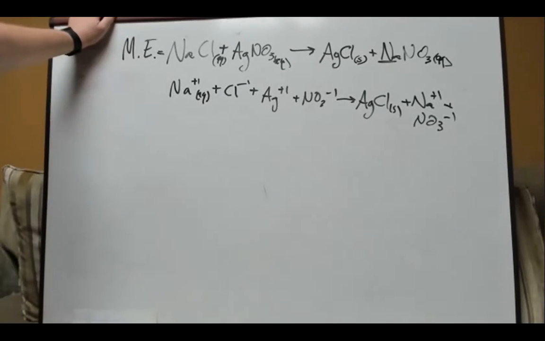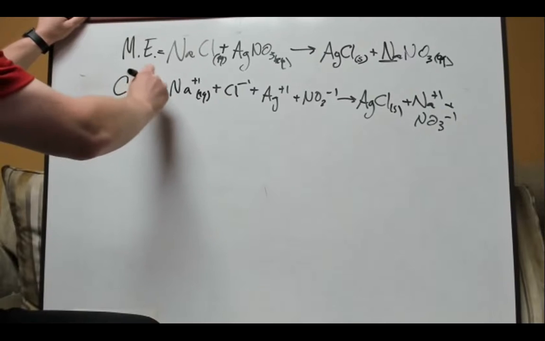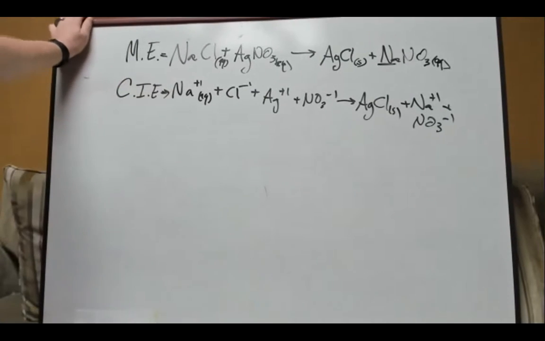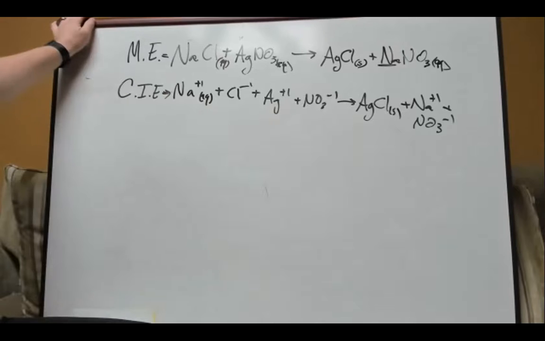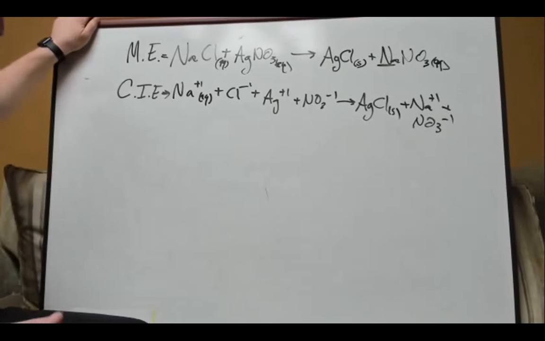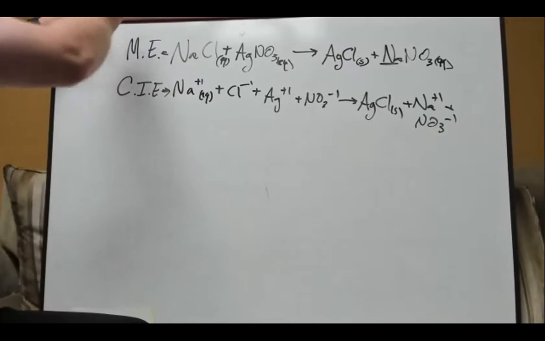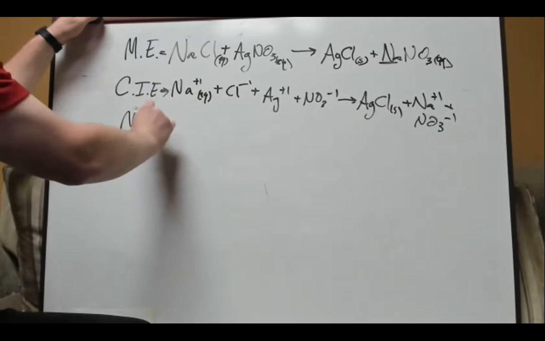What you notice is this is known as the complete ionic equation. The complete ionic equation is showing everything the way it would look in solution. And so now, let's look. We talked about spectator ions. So we have the complete ionic equation. Let's draw the net ionic equation.